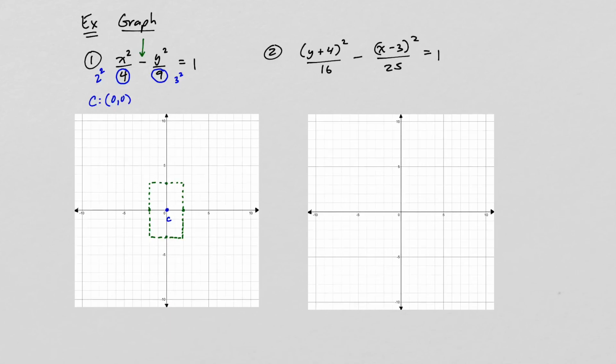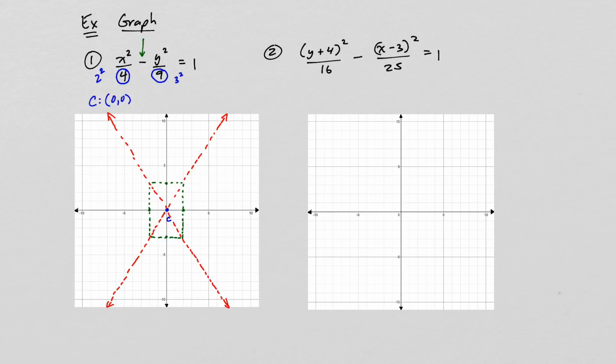So if I draw that diagonal very carefully, I get this and this. And that diagonal, that is one of your asymptotes. And we do the same thing for the other one. And the same thing down here.